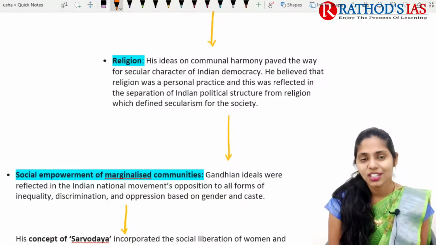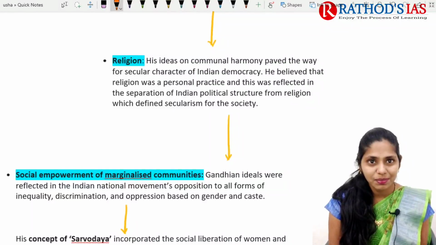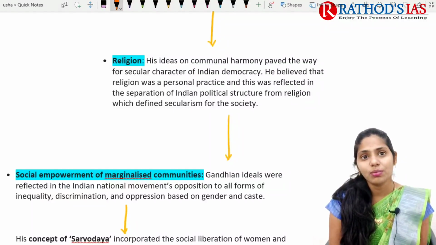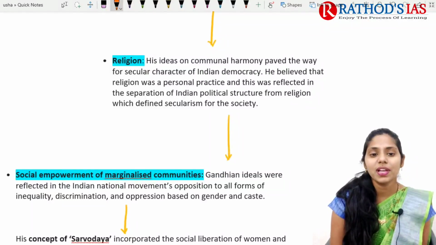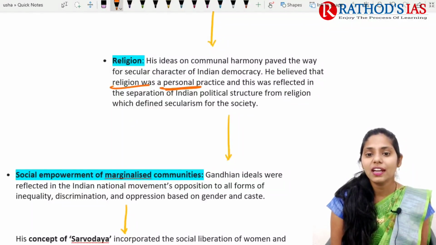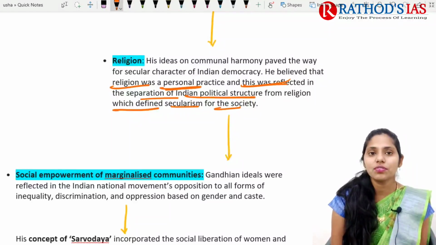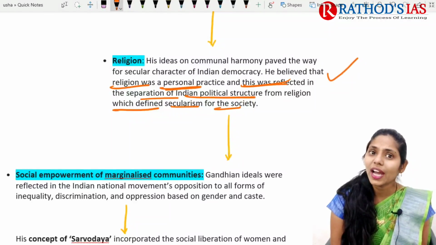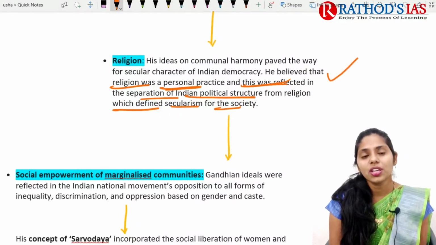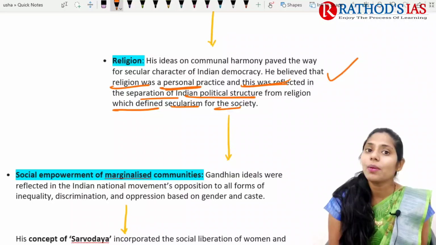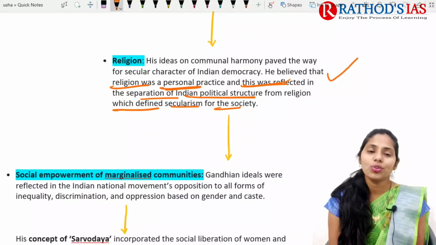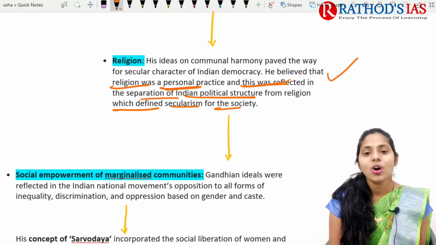And if you're talking about religion, Gandhi's idea was mainly based on communal harmony. When you have communal harmony, that paves the way for the secular character of Indian democracy. He also believed that religion was a personal practice, and this was reflected in the separation of the Indian political structure from religion, which defined secularism for the society. So whenever there is communal harmony, that means the communities are together, then we can represent the secular character of our Indian society or Indian democracy. Because you already know that India is united in diversity. We can see people of different religions and different castes living together.